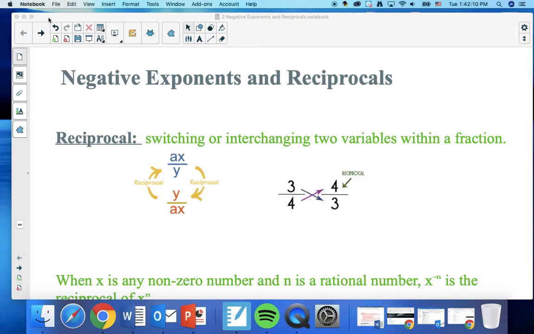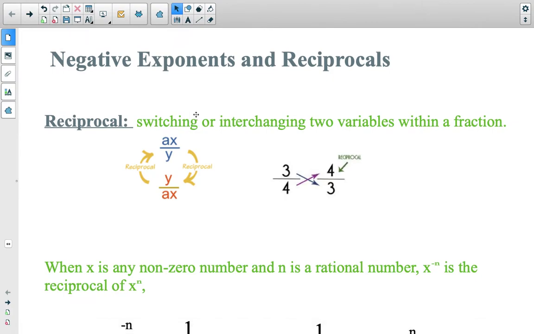So we briefly talked about negative exponents already this year, but I want to do another review because you are going to need to use them and understand them for next year. So just review what a reciprocal is.